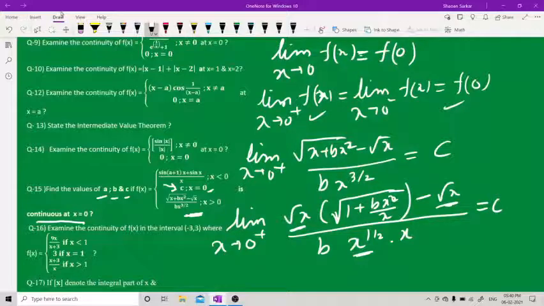Look, this is under root x, this is under root x, this is under root x. Take under root x out from the top and cancel this under root x. Take out under root x common from the numerator. See what I'm saying is this.